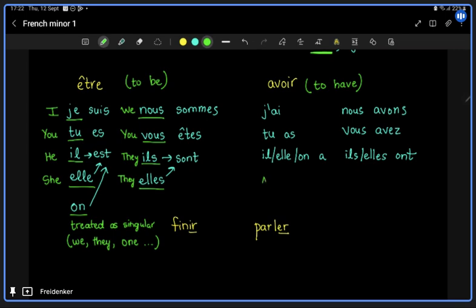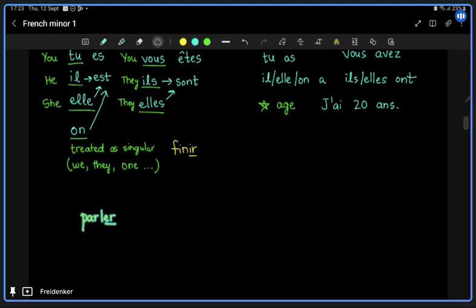And note, you use this for your age as well. So for age, for example, you say j'ai 20 ans. In French, it literally means "I have 20 years", but the English translation is "I am 20 years old". So for age, you use this avoir.